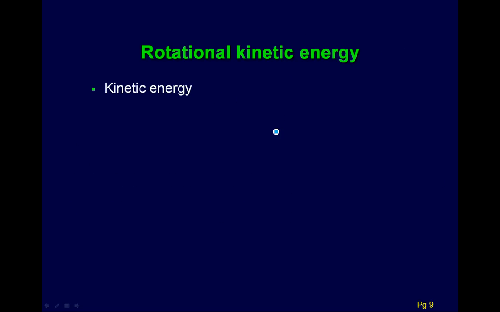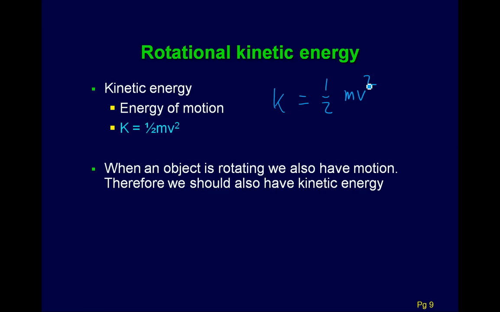So now we'll move on to some new stuff, rotational kinetic energy. We've talked about kinetic energy. It's energy of motion, and our equation is 1/2 mv squared. I'll just write it here a little bigger. Now we know when an object is rotating, it also has motion. Therefore, we expect to have kinetic energy rotationally as well.